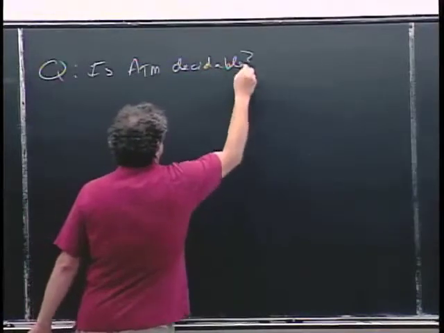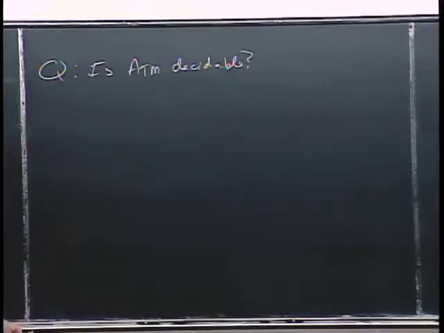Okay. So is there a Turing machine? Can we construct a Turing machine which takes in a description of some arbitrary other Turing machine? M isn't fixed here. This is a whole language. This is an infinite set.